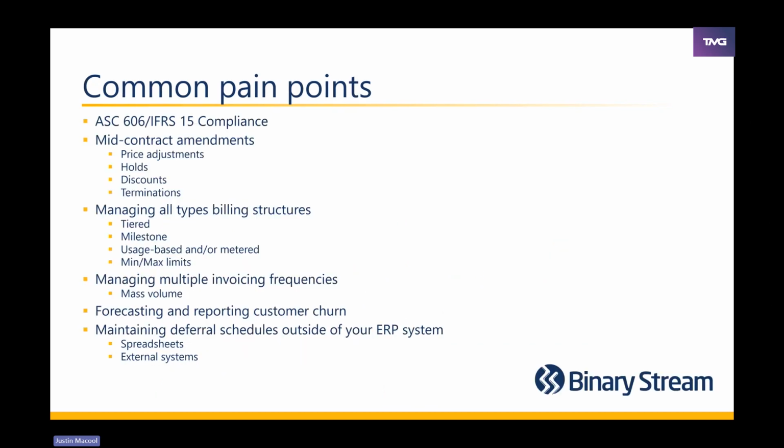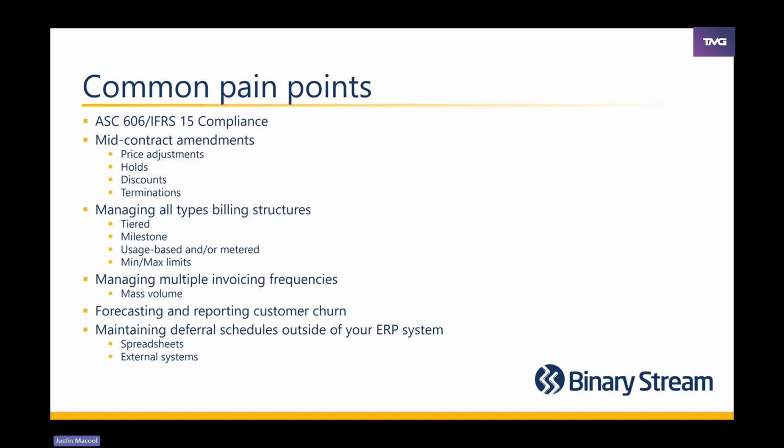So if you think of common pain points, the customers we work with, this is a good list of what we're typically trying to solve for, right? Obviously, a big one being ASC 606. If you have a situation where there's mid-contract amendments, so to speak, so price adjustments, holds, terminations, discounts, we've got a way and really can manage those very efficiently.